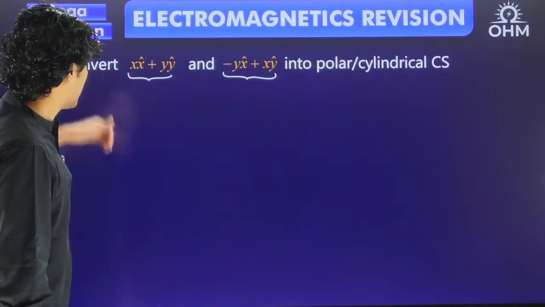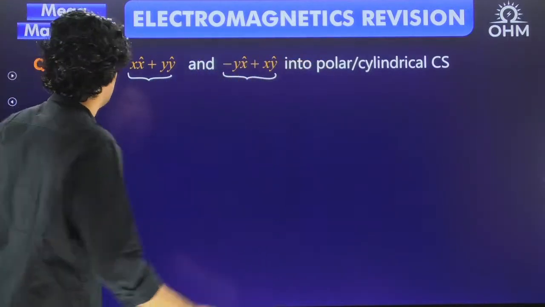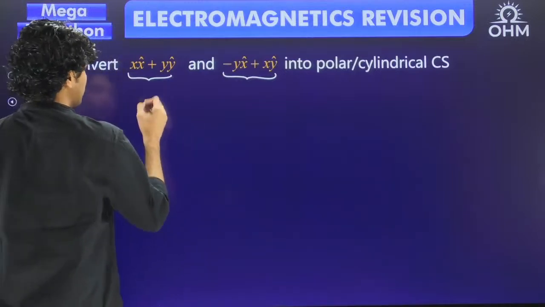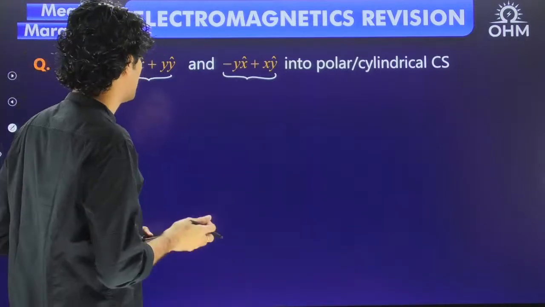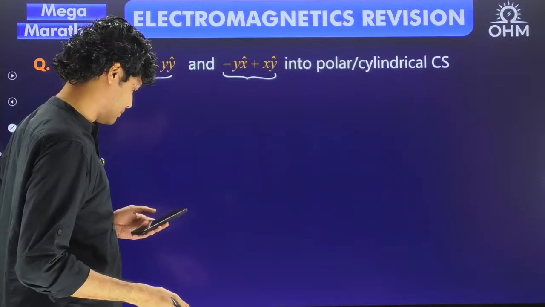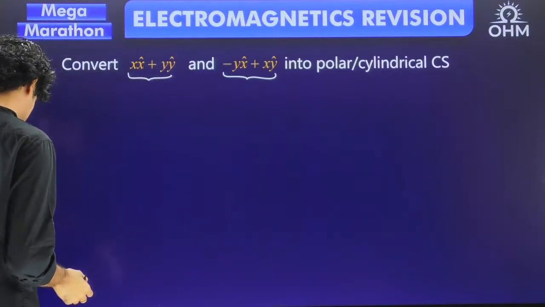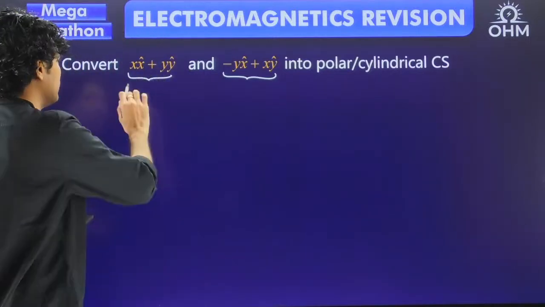So I want these two fields to be converted into the polar coordinate system. So let us apply the principles. In fact, you can try out with me. If you remember the answer, you can post the answer in the comment box here. This is the position vector in the xy plane.